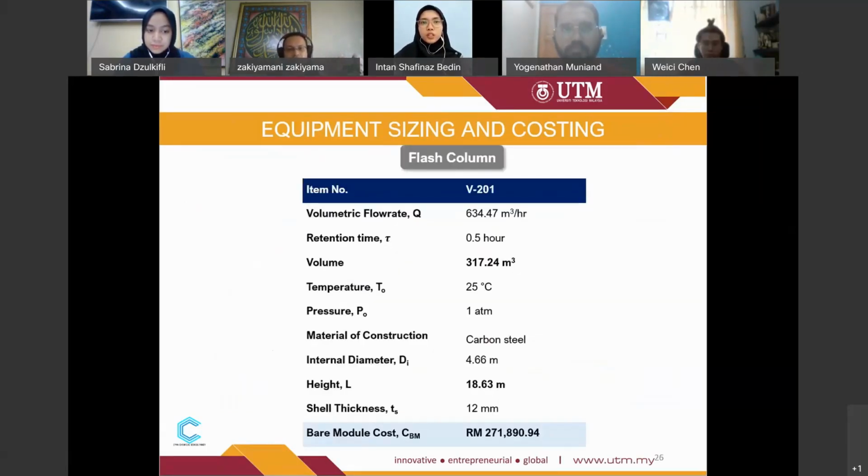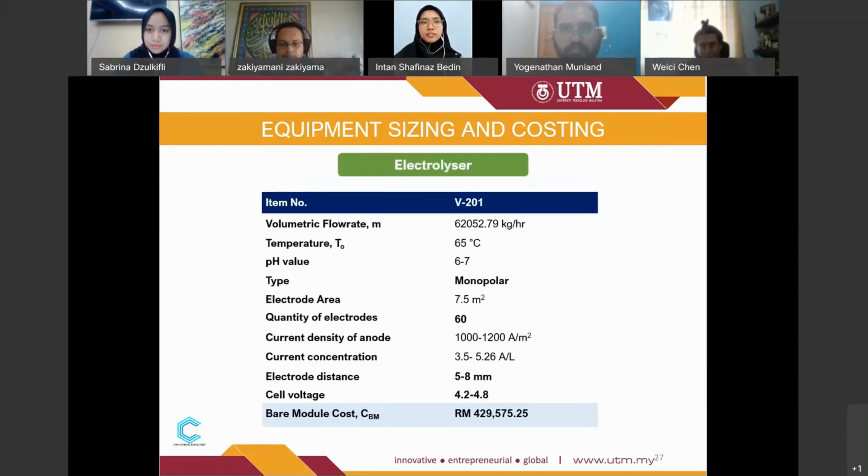This is the flash column with 18 meter height and the volume is 317 cubic meters. The cost of the flash column is 271 ringgit. Next, for the electrolyzer, the type used is monopolar type, 60 electrodes in total with 5 to 8 millimeter distance in between. The cell voltage is around 4.2 to 4.8 volts. The bare module cost for this electrolyzer is around 430,000 ringgit.